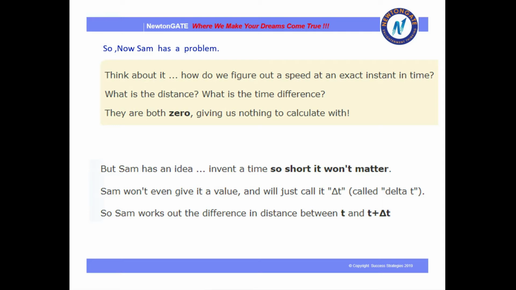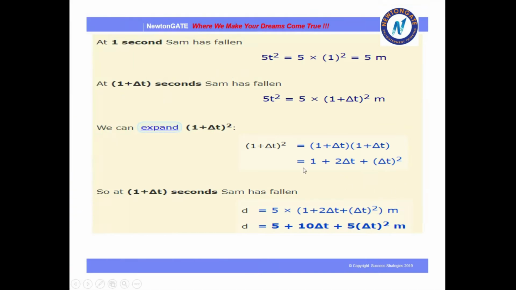Now what he did was, he introduced a time, delta t. So what happened here? At 1 second, Sam had fallen 5t square. Now delta t was a very small amount. Even though at the first second he had fallen 5 meters, there must be a slight difference from that 1 second, which is not easy to see with the human eye, but that exists. So at 1 plus delta t seconds, instead of t, we will now put 1 plus delta t, whole square.